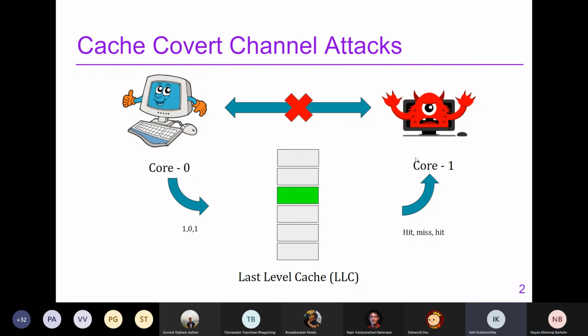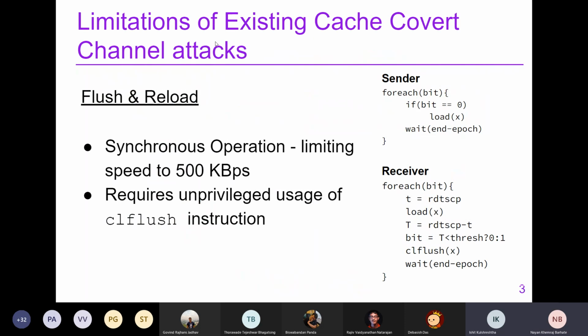So let's see Flush+Reload, that's an existing cache covert channel attack. For every bit, if the bit is zero, the sender will load the data and wait. Whereas the receiver will load the data and check the latency. Thresholding it, it will be either a hit or miss, and then flush it out, then wait, and then they synchronize again.